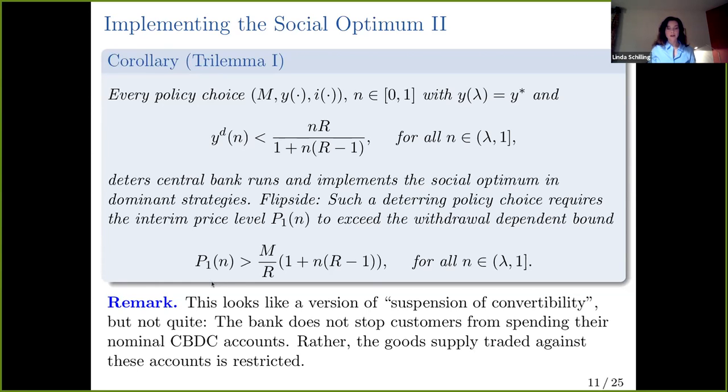Okay, and one thing that is interesting is that in Diamond and Dybvig and in many papers on bank regulation, the way that you deter runs is by suspension of convertibility. This means that at some point when there's a run on the bank, the regulator or some institution intervenes and stops agents from withdrawing or from spending. But this is not the case here, because the central bank does in no way interfere with the spending behavior of agents. It's rather that she uses the liquidation policy. So she shortens the goods supply, and this is how she can implement her policy and implement the no-run equilibrium.